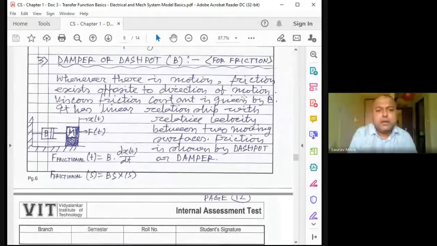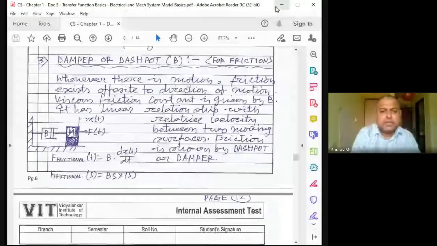Whenever there is a motion, friction exists in the opposite direction of motion. The viscous friction constant is given by B. It has a linear relationship with the relative velocity between two moving surfaces. Friction is shown by a dashpot or damper. What is meant by that? It means the frictional force f.